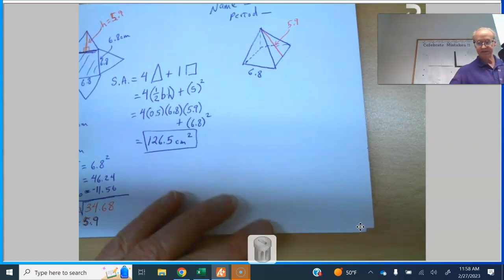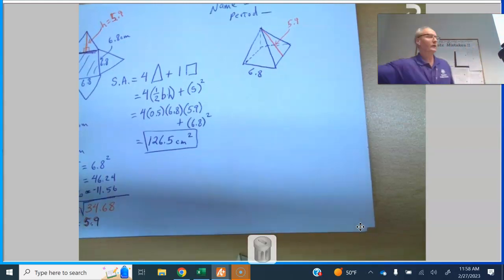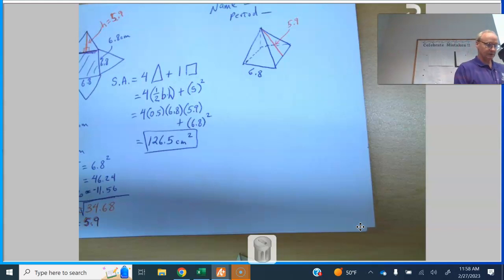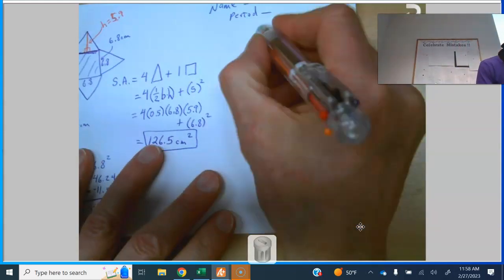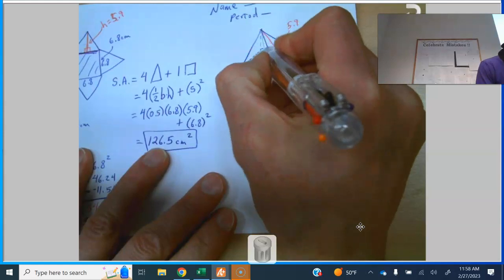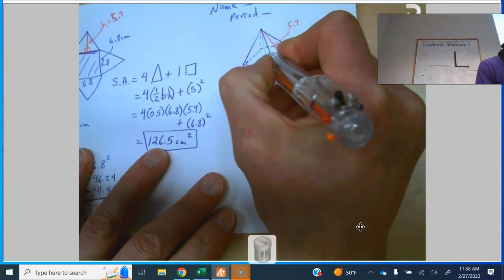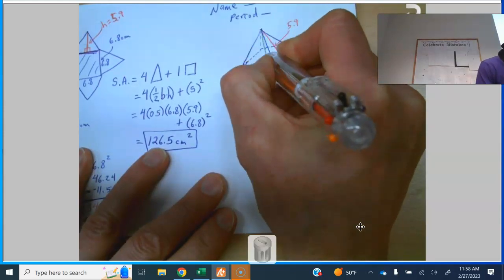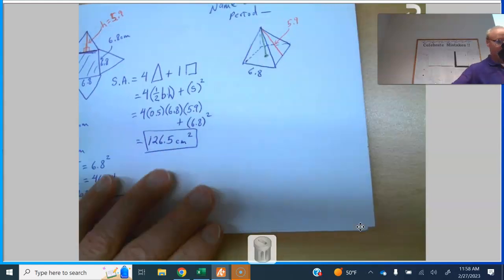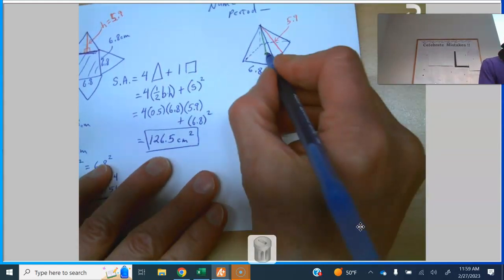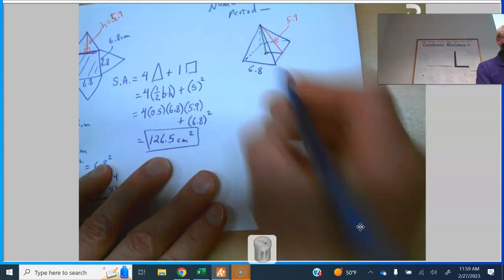And we are missing the height. I'm going to go ahead and draw it in green like I did before. The height of the pyramid is different than the height of the triangle. It's right here. Can you all see it? And we also have a base here for that triangle.